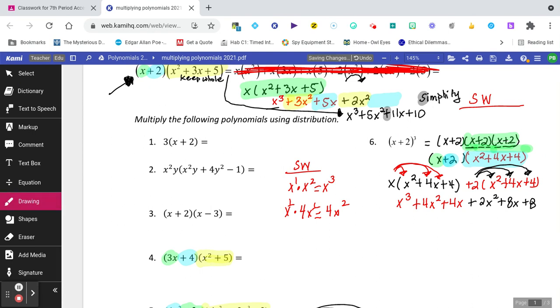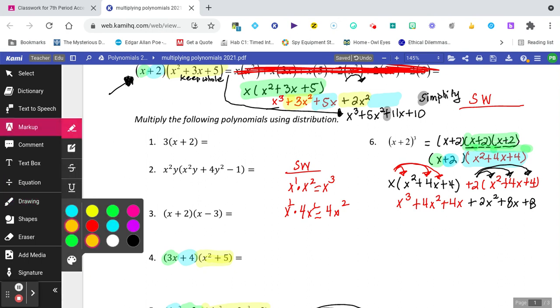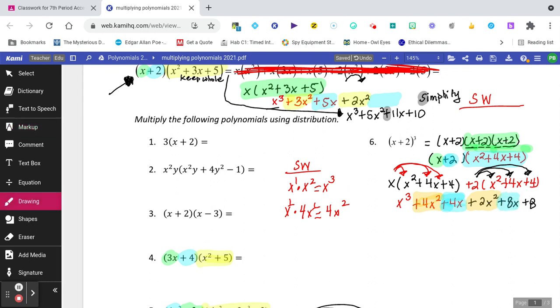Then I'm going to simplify. Remember, when you simplify, you're not changing the exponents. 4x squared is like 2x squared. And positive 4x is like positive 8x. So I'm going to combine like terms. So it's going to give me x cubed. And 4x squared plus 2x squared is 6x squared. And then 4x plus 8x is 12x. And then put plus 8. Again, when you simplify, make sure you're just combining like terms and you're not changing the exponents. Only change the exponents when you multiply or use the distributive property, okay?